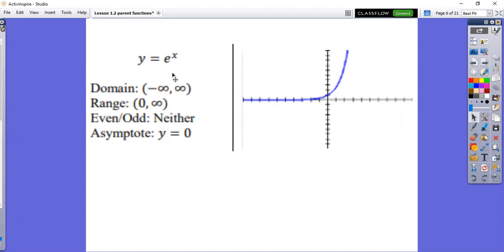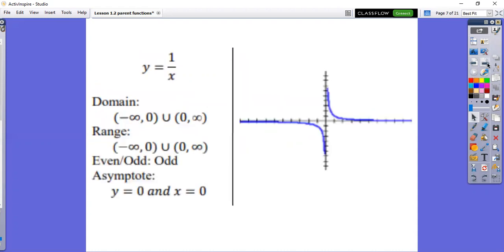One important thing to note with this one, e to the x, as with any exponential function, the y-intercept is at (0, 1), because anything raised to the 0 power gives you 1. And if we notice, this is the first one we have that has an asymptote at y equals 0, because as we look over here, as x goes towards negative infinity, the value of the function will approach 0.